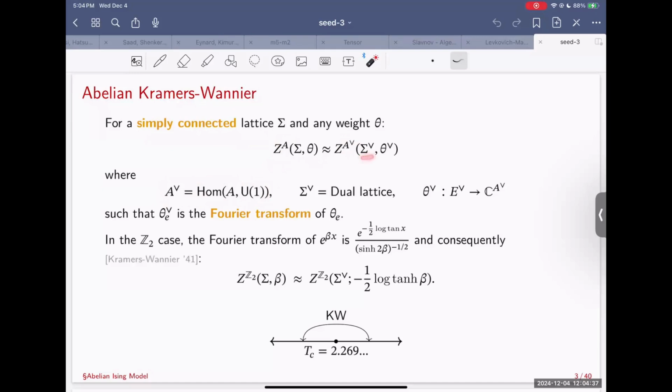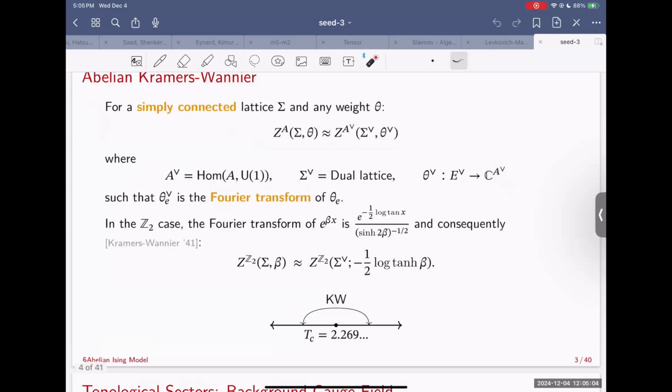And this Ising model is on the Poincare dual lattice with dual weights. These dual weights are simply functions on the dual group that are given by Fourier transforming the original weights. And instead of writing this as an equality, I'm writing this as an approximation, mostly because there are some factors here that depend on the background fields, but they are fixed factors and not going to be very important.